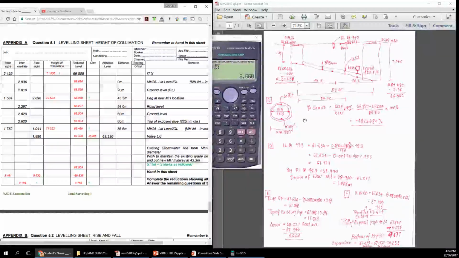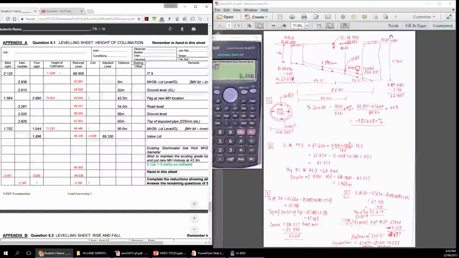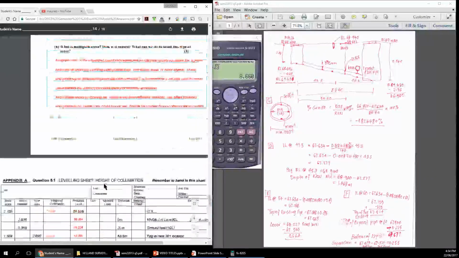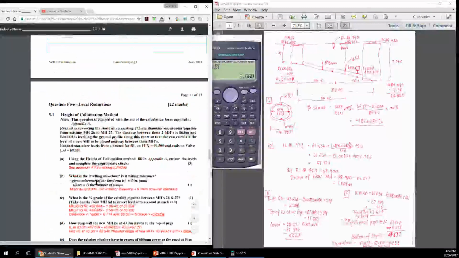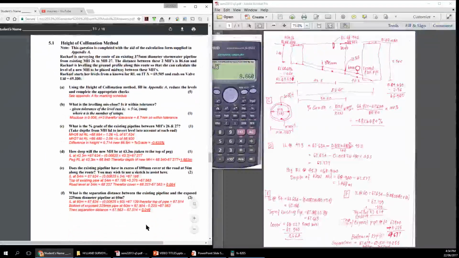All right. So we've got some RL of 68694. Now that's come from here, the manhole lid, and 69480. Again, the manhole lid has come from here. So let's just go back to the question again, which is here, and the model answer as it turns out.